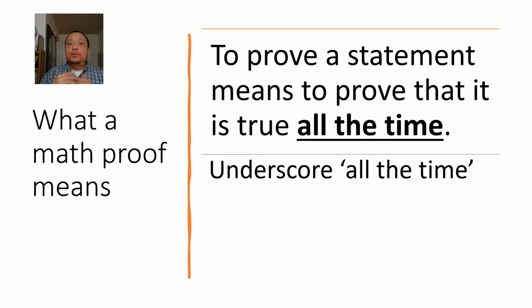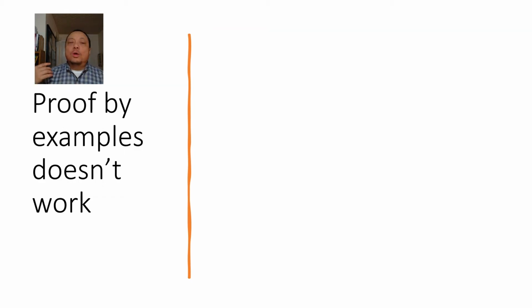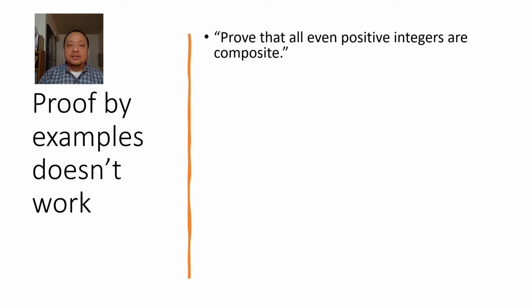Now, when I say to prove a statement is true all the time, underscore all the time, the fact that something is true some of the time or most of the time or even almost all the time is not enough. What follows is that you cannot prove a statement simply by giving examples of when it's true. Examples are good illustrations, but they only show the statement is true for those examples, not all the time. They are not proof.